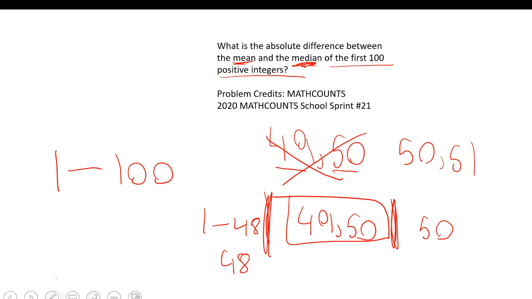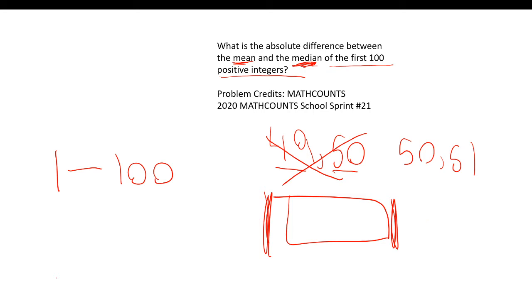We're going to test 50 and 51. If I stick 50 and 51 in here, let's see what we get. This is just 1 to 49, which is 49 elements, and over here I have 51 to 100. 100 minus 51 is 49, since 100 minus 50 is 50, and we go one more, so it's 49. These two numbers form our median.